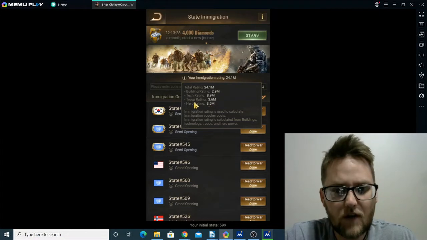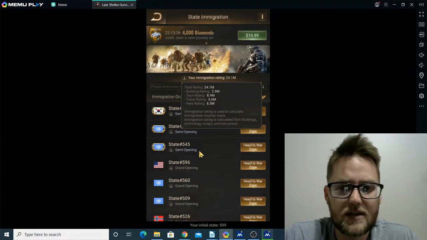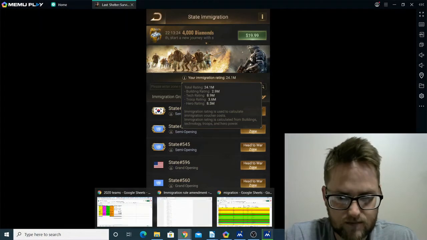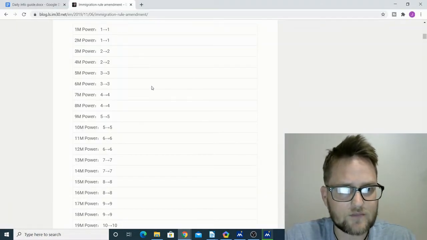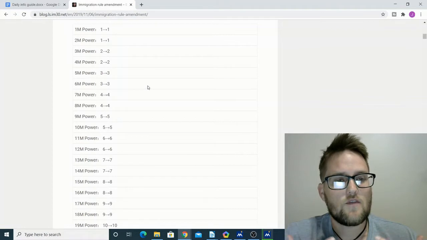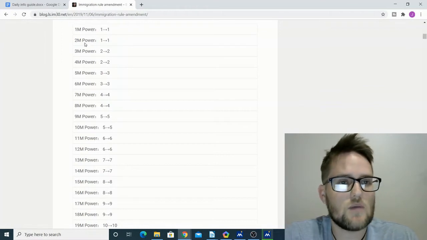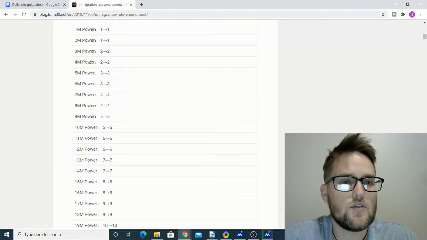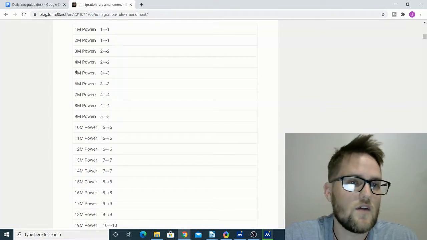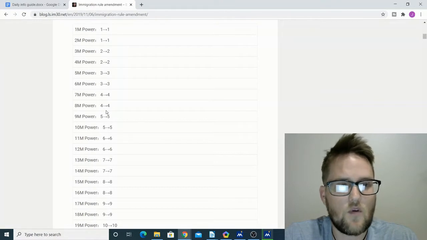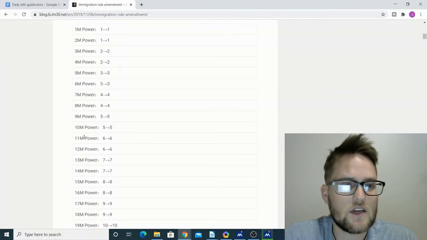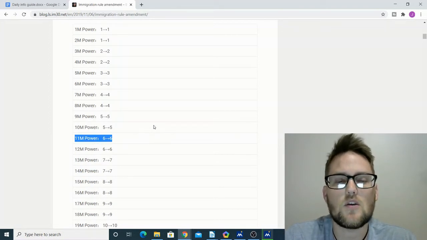Now, first question is going to be, well, how many tickets do I need to migrate? It's a great question. I have a guide just right here. So, this is your power on the left. And for every million power, it sometimes goes up. So, for instance, the first 2 million power, it's only one ticket. When you get to three, it's two tickets. Four, still two tickets. Five to six, three tickets. Seven to eight, four. 9 million to 10 million is five tickets. 11 to 12, six. So on and so forth. That's the number of tickets that you're going to need in order to migrate.